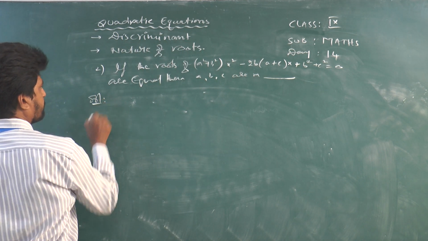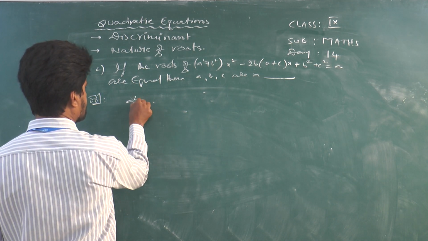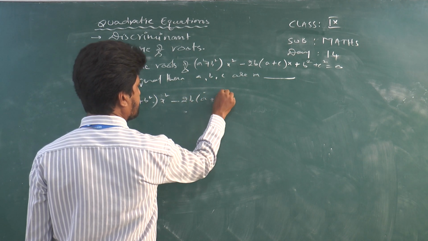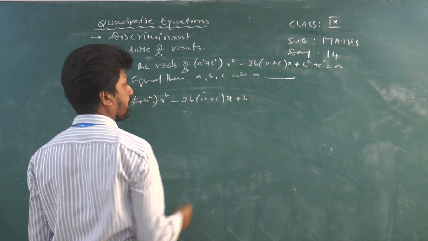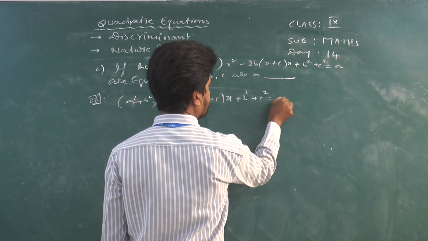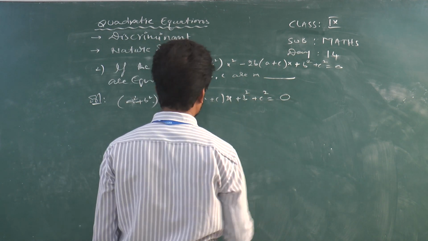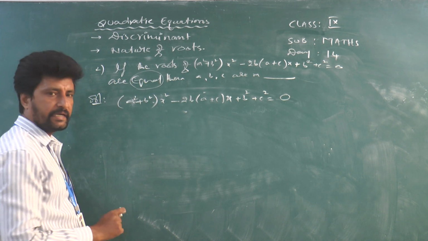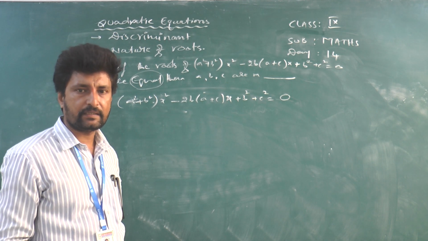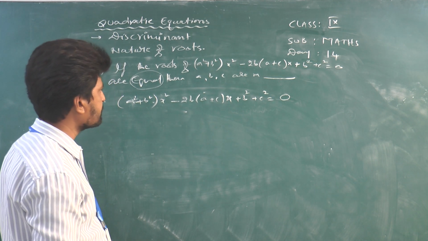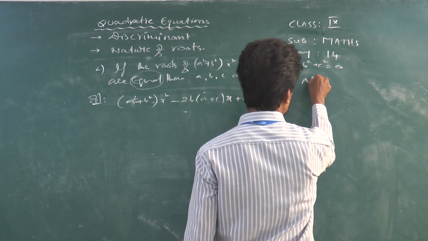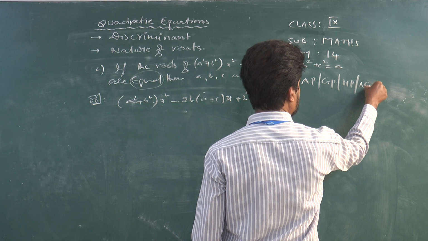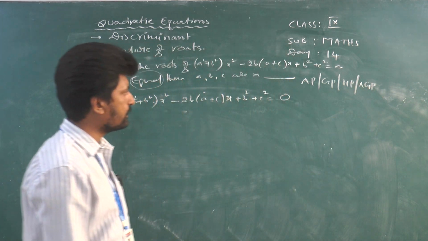Okay. Given quadratic equation, what is that? (a square plus b square) into x square minus 2b into (a plus c) into x, and plus of (b square plus c square) is equal to 0. He said that the roots are equal. That is the condition. With that condition, we want to find a, b, c lie in which progression. That means the options like this give AP or GP, HP or arithmetico-geometric progression, nothing but AGP. We shall identify.